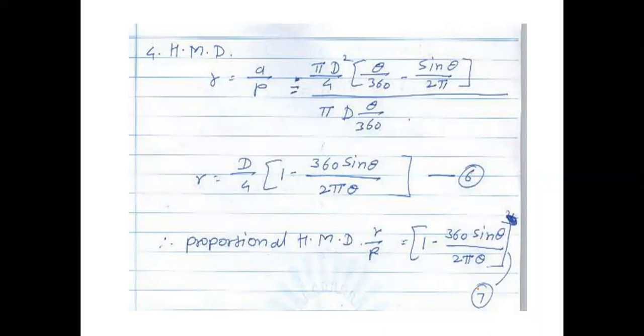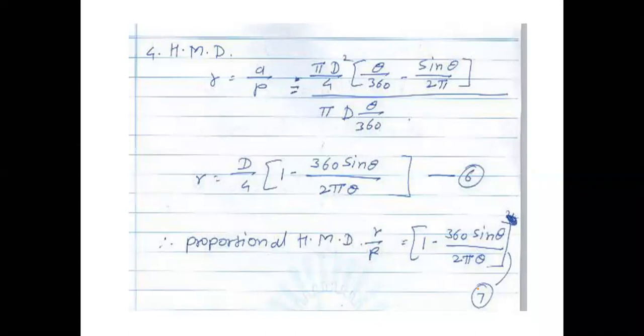So from that we can determine small r. Pi d gets cancelled, d by 4 remains, then theta upon 360 over theta upon 360 gets cancelled, so it becomes 1 minus sine theta upon 2 pi into 360 upon theta. Is it? So the final equation becomes r is equal to d by 4 into bracket 1 minus 360 sine theta upon 2 pi theta. Okay, are you getting this? Hope you are understanding.